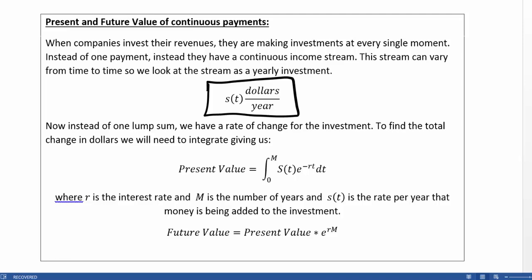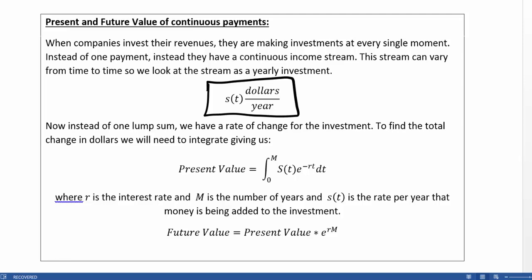S(t) is the rate at which we are putting in the money, and e^(-rt) tells us things like the interest rate and how to bring all these future payments back into the present. So to calculate the present value, we need to look at the area under the curve for all potential future values and bring them back into today's dollars. How much would we have to invest today to have that amount of money at the end?